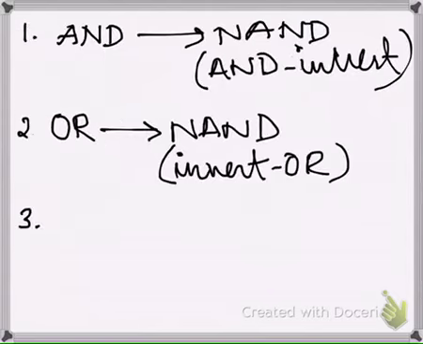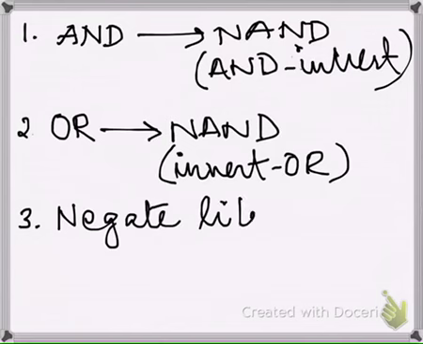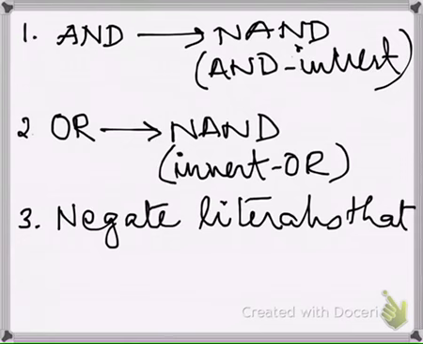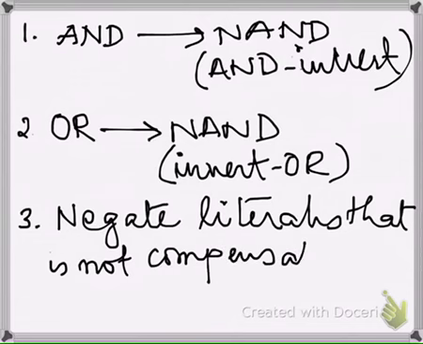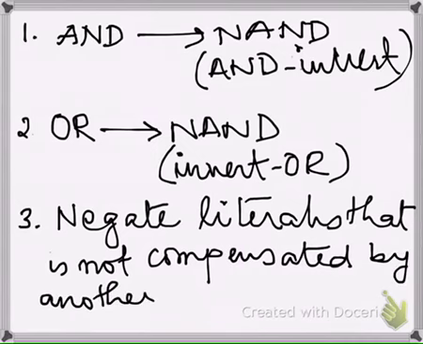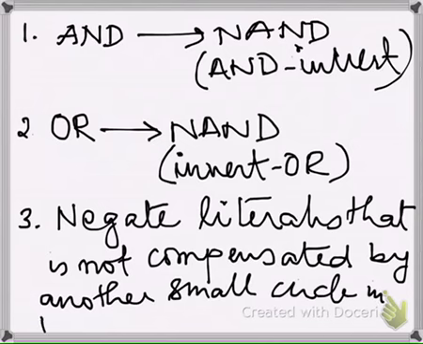So these are the steps. For step number 3, you can write: negate literals that are not compensated by another small circle in the same line. Okay, so this is quite straightforward.